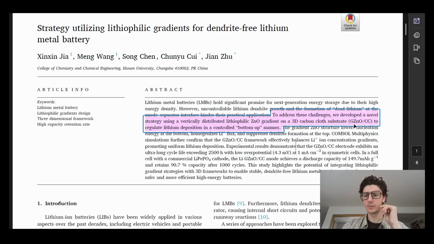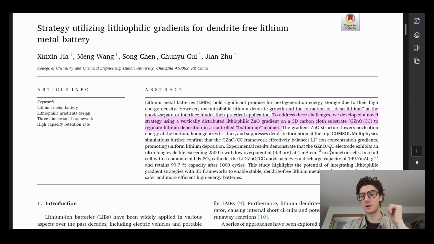The gradient, this is why they put a G here. The gradient zinc oxide structure lowers nucleation energy at the bottom, homogenizes lithium ion flux, and suppresses dendrite formation at the top. So it does three things here. COMSOL Multiphysics simulations further confirm that the gradient zinc oxide carbon cloth framework effectively balances lithium ion concentration gradients, promoting uniform lithium deposition. Experimental results demonstrate that the gradient zinc oxide. I may have said graphene here because I'm used to GO, meaning graphene oxide.